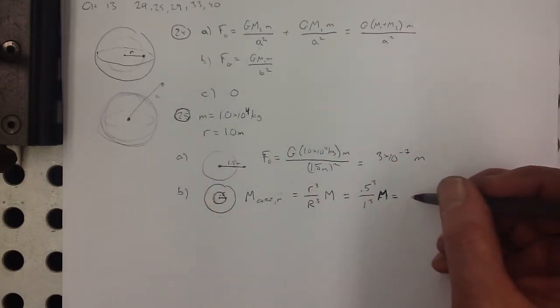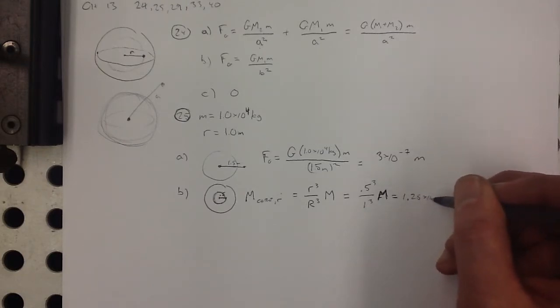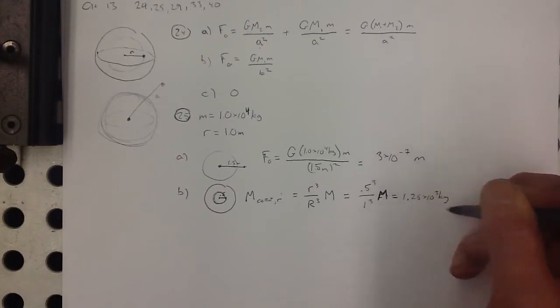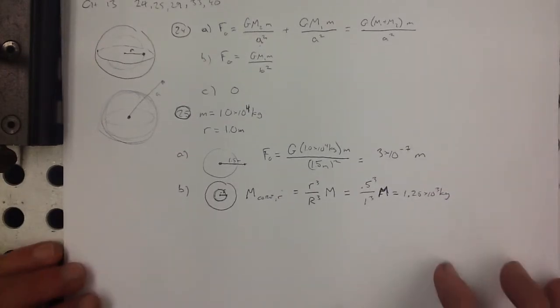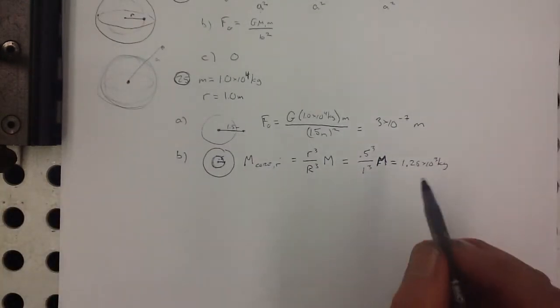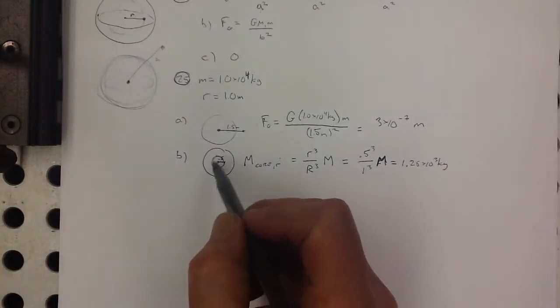So let's see, what's that over 8? 1.25 times 10 to the third, I think, kilograms. I should not do that without a calculator. I don't know where my calculator is. Might have to go get it. So that's the mass now of this core.